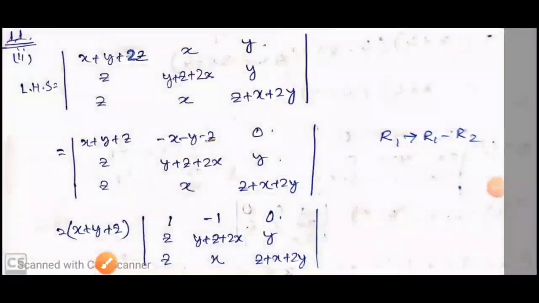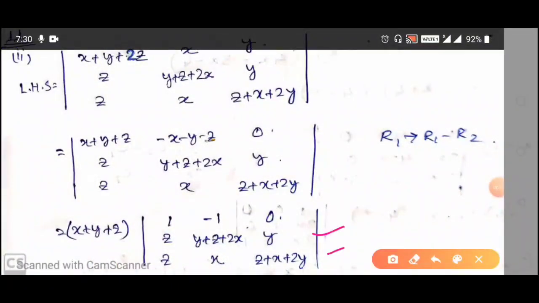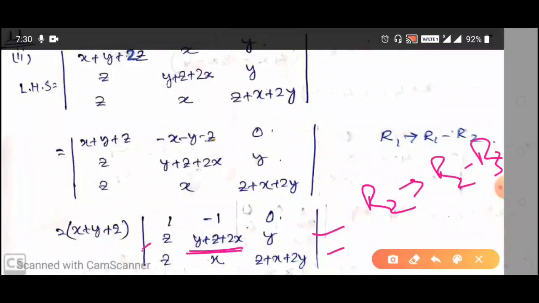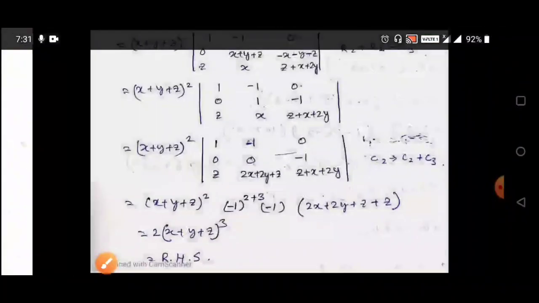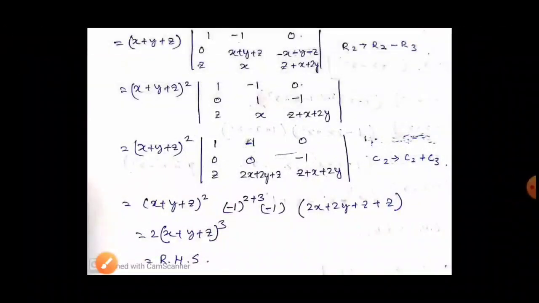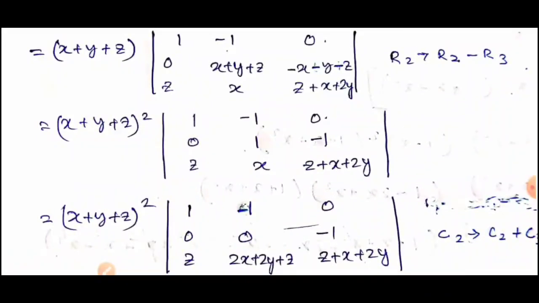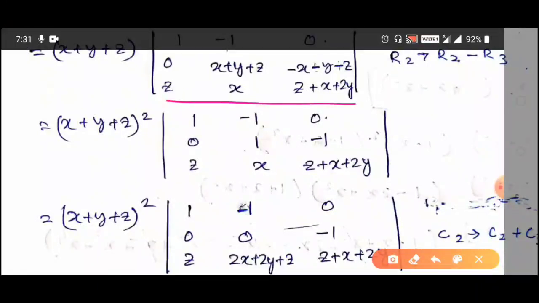Now consider row 2 and row 3. If we replace row 2 by doing row 2 minus row 3, then here we will have 0, z minus z is 0, here we will have x plus y plus z, and here we will have, in place of y, minus x minus y minus z. So here we have done the transformation. Row 2 is replaced by row 2 minus row 3. So we will have this.